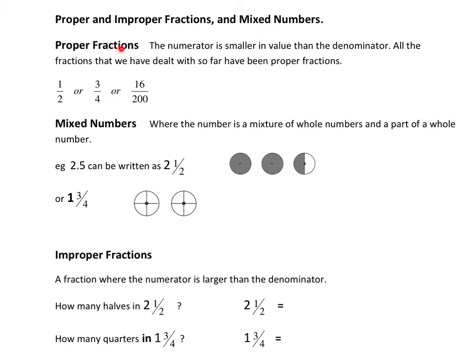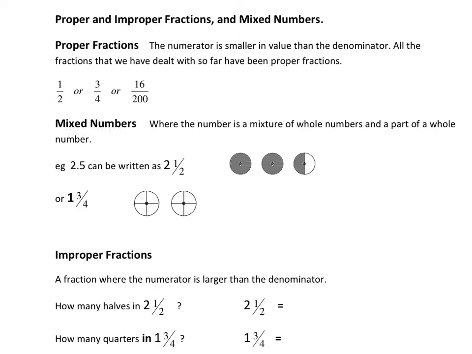Proper fractions, well, they're the ones that we've dealt with so far where the numerator is smaller in value than the denominator. So for instance, 1/2, 1 is smaller than 2, 3/4, 3 is smaller than 4.